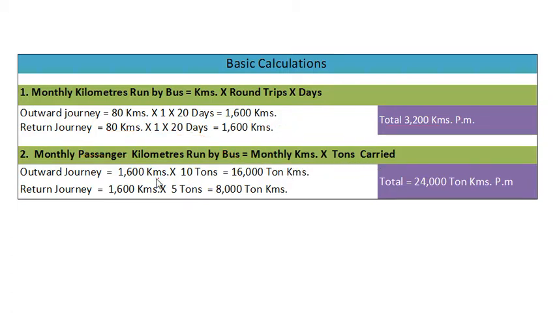Now monthly ton kilometers run by truck, that is monthly kilometers multiply tons carried. So outward journey from Surat to Valsad, 1600 kilometers multiply full capacity, that is 10, it is 16,000 ton kilometers. And return journey from Valsad to Surat, 1600 kilometers multiply 5 tons, that is 50% capacity, so it is 8,000 ton kilometers. And total 24,000 ton kilometers per month, and monthly kilometers 3,200. Okay, after this working, now let us prepare a statement showing operating cost.